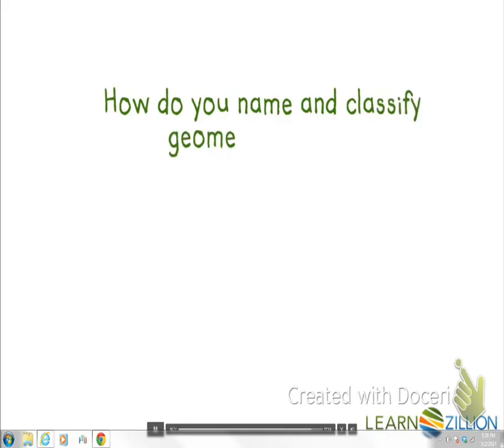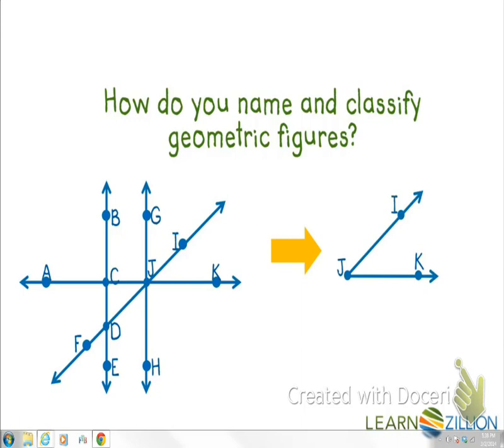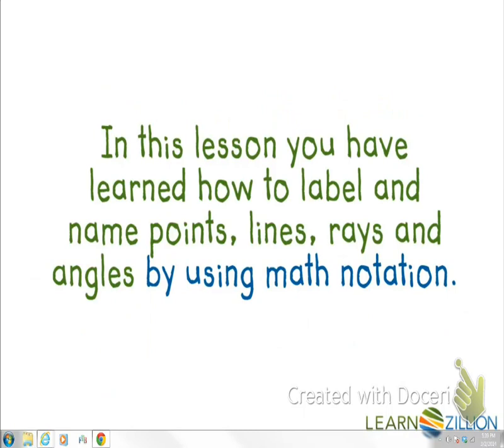So how do you name and classify geometric figures? Let's look at this geometric figure. We are going to pull an angle out of the geometric figure, and then we're going to name it. So we could say this is angle IJK, or angle KJI, or we could just use the vertex, angle J. In this lesson, you've learned how to label and name points, lines, rays, and angles by using math notation.